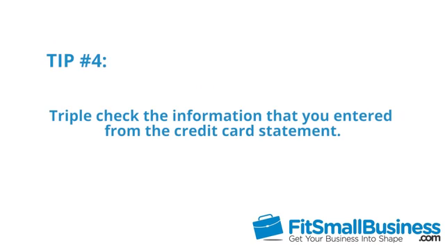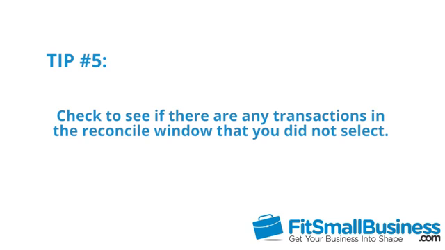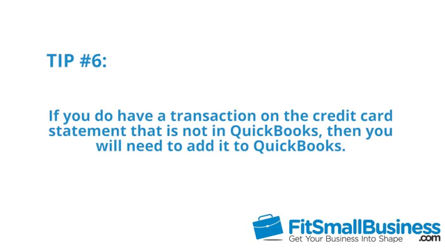Tip number 4, triple check the information that you entered from the credit card statement, and that would be your ending balance and the ending statement date. Remember, if either piece of information is incorrect, this will cause you to be out of balance. Tip number 5, check to see if there are any transactions in the Reconcile window that you did not select. If the transaction is on your credit card statement, then make sure the radio button next to it is selected.